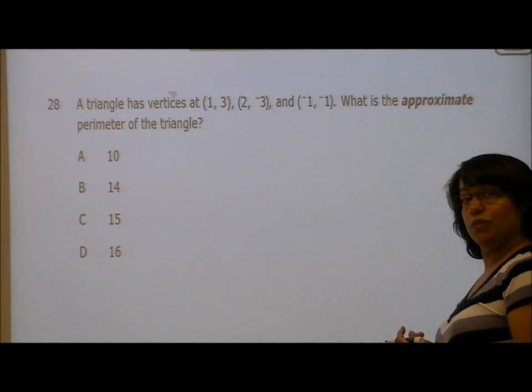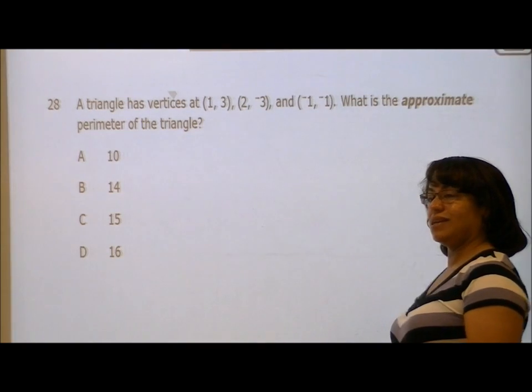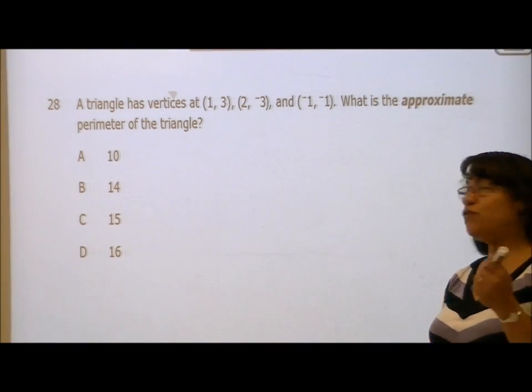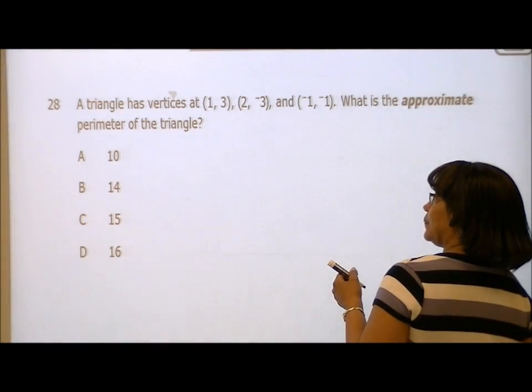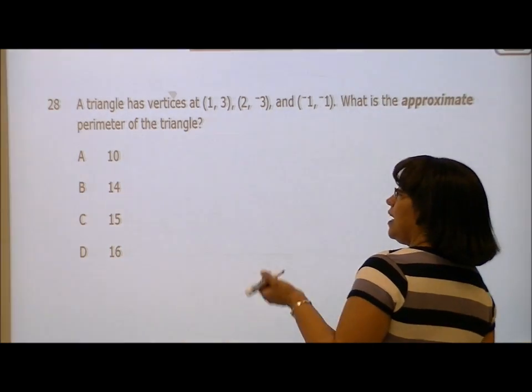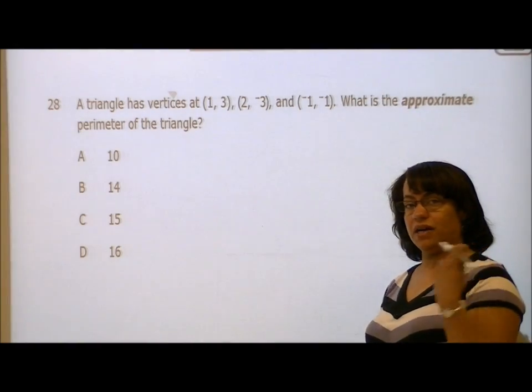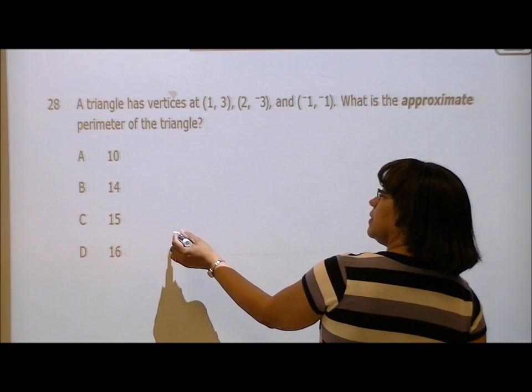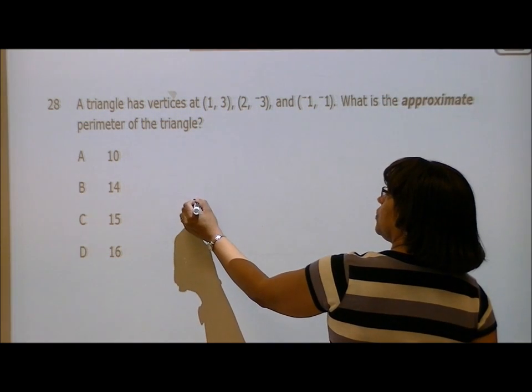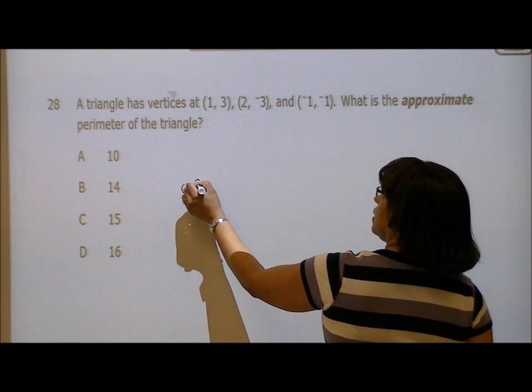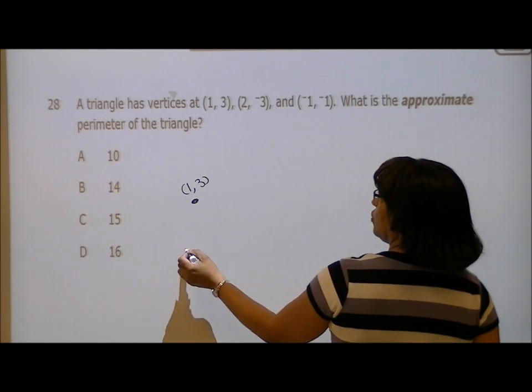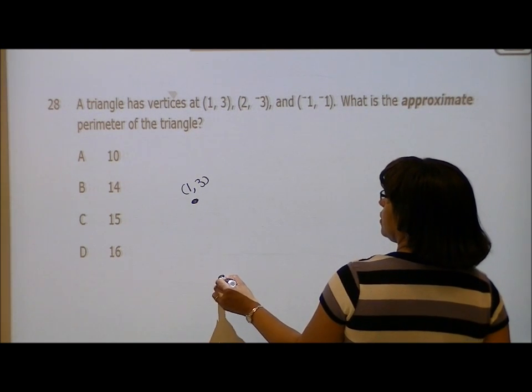So when they ask you for perimeter, you know you're going to have to find lengths. And if you have to find lengths, what formula would you use? So you use distance. And again, I graph it in my mind and I put it on my paper. I'm thinking I'll go over 1 and up 3, so I'll put a point here. That's my (1, 3). And then you go over 2 and down 3, so you're right here.